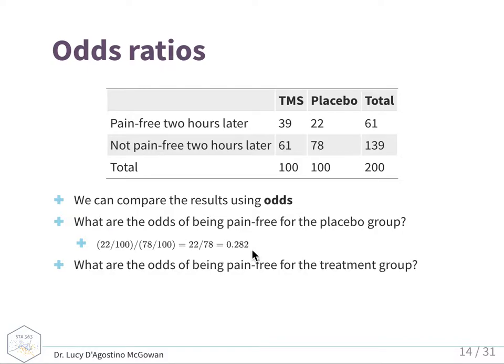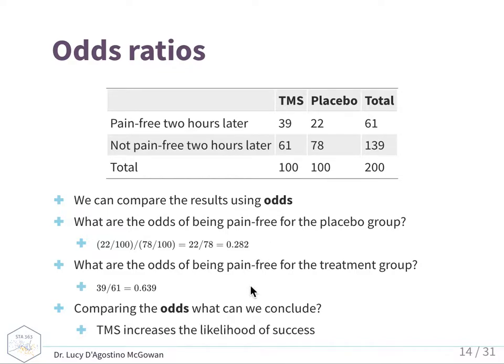And what are the odds of being pain-free for the treatment group? And so that's going to be 39 divided by 100 divided by 61 divided by 100, which is the same as just 39 divided by 61. And so that's going to be 0.639. Now, comparing these odds, what can we conclude? We can conclude that TMS, or the treatment, increases the likelihood of success because those in the treatment group here have a higher odds of being pain-free than those in the control group.